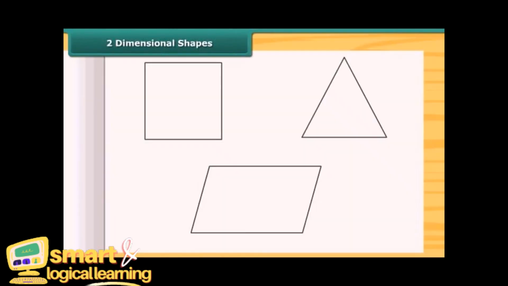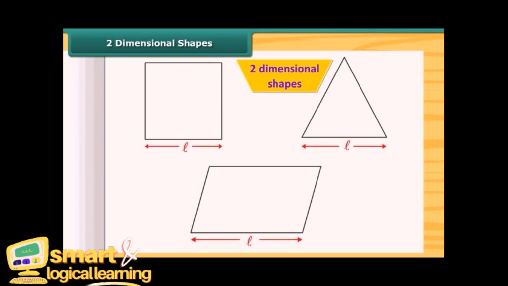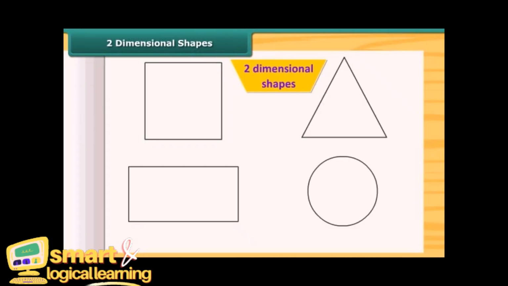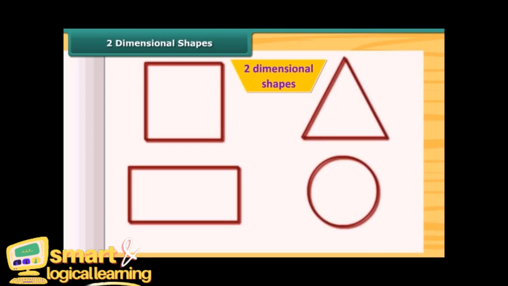Look at these shapes. These are all two-dimensional shapes. They have only two measurements, length and breadth. You mean all the shapes that we draw in our notebook are two-dimensional? Yes, you are right. All those shapes that we can draw on paper and which have only two measurements are two-dimensional shapes. A square, rectangle, triangle, circle, etc. are examples of two-dimensional shapes.